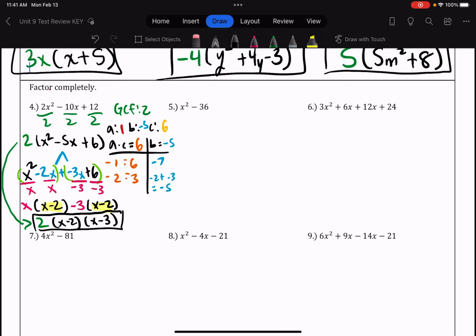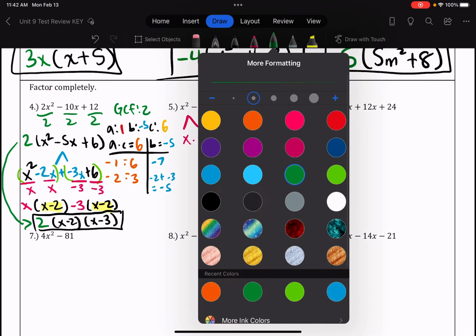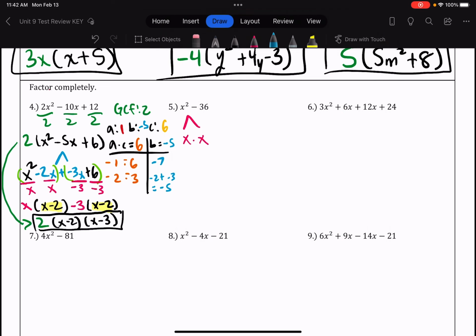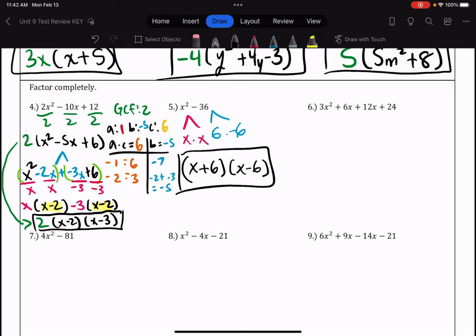The next one's a little simpler because we've got x squared minus 36. Looking at that, this is a special case. It is a difference of two squares because I know x squared can be rewritten as x times x, and I know that 36 can be rewritten as 6 times 6. So I'm going to factor these together. I'm going to have an x plus 6 and an x minus 6, and that will be my factored form.